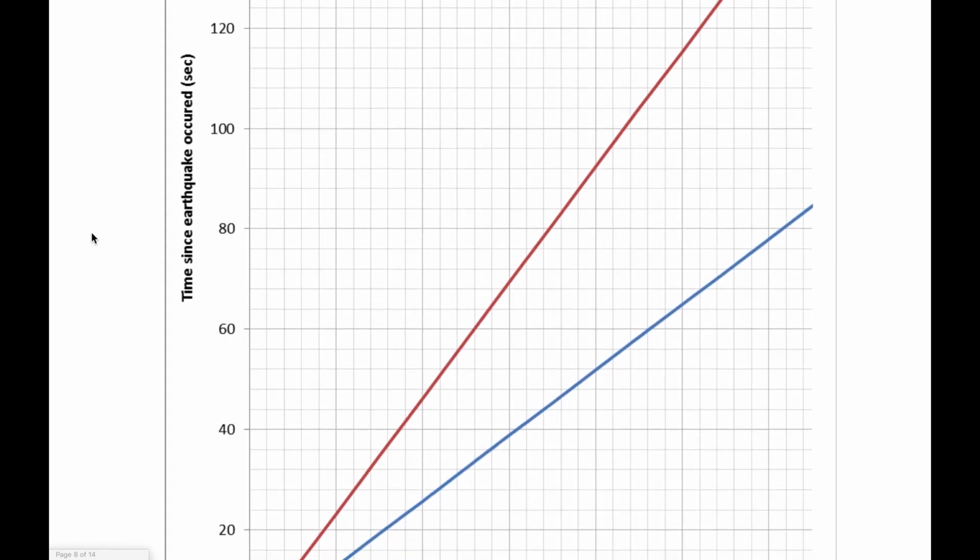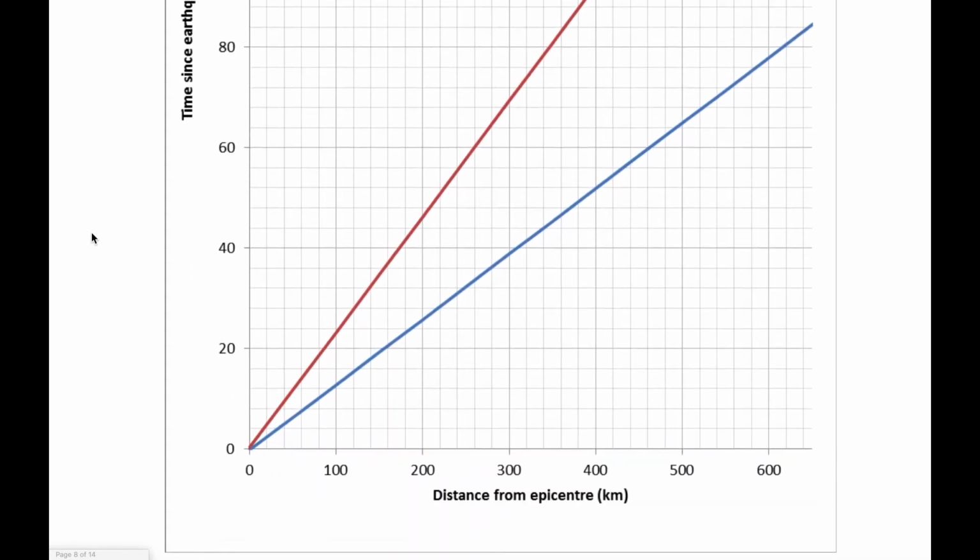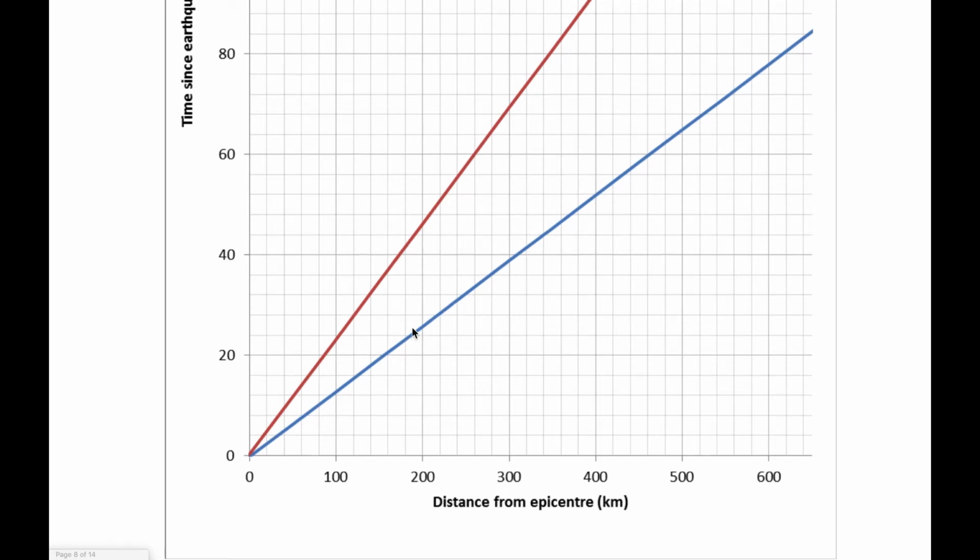The y-axis represents the time since the earthquake occurred, and the x-axis represents how far away we are from the epicenter. So let's say I'm 100 kilometers away from the epicenter. It's going to take about 12 seconds for that first wave to hit, that primary wave. And it's going to take about 23 seconds since the earthquake happened for that secondary wave to hit, which means there's about an 11-second difference between the arrival of those two types of waves.